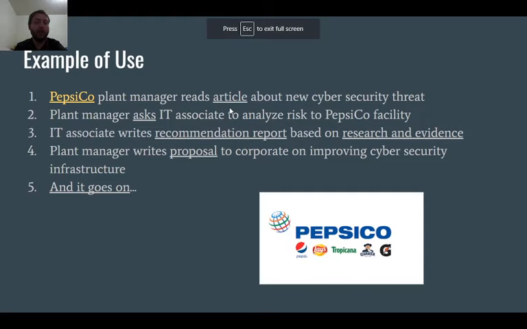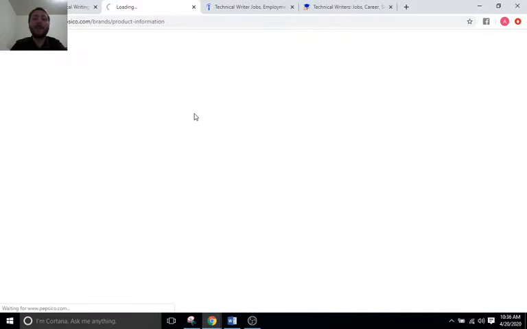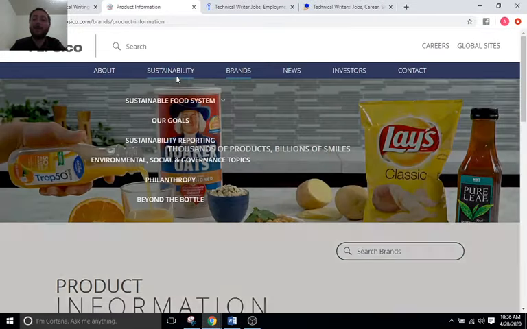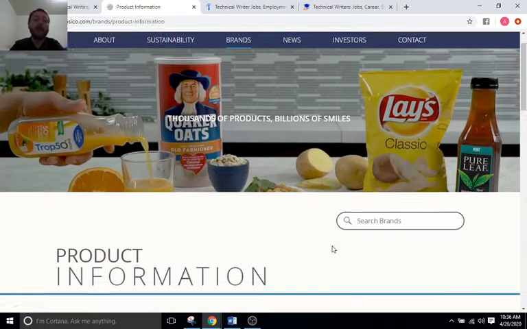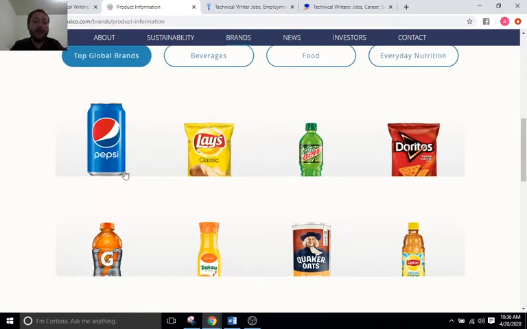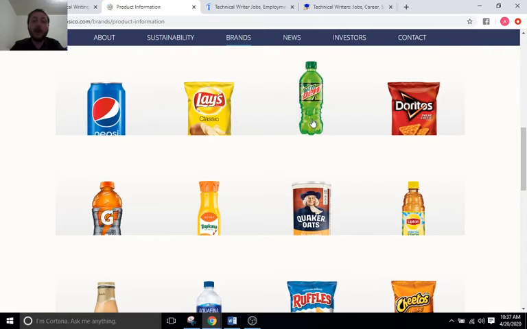What else? Example of use. Okay. So technical writing is something that is used very often in industry, and it's actually pretty prevalent wherever you go. I came up with a little scenario here that kind of highlights that. So I said PepsiCo, right? And PepsiCo isn't just Pepsi, as a lot of people think. They own a lot of products, and not just drinks. They own snacks, right? They have the Pepsi, anything Lay's related, a lot of other sodas, right?